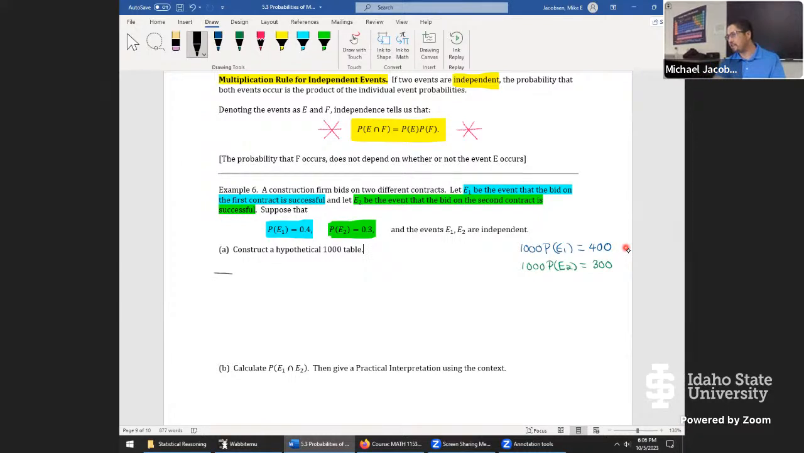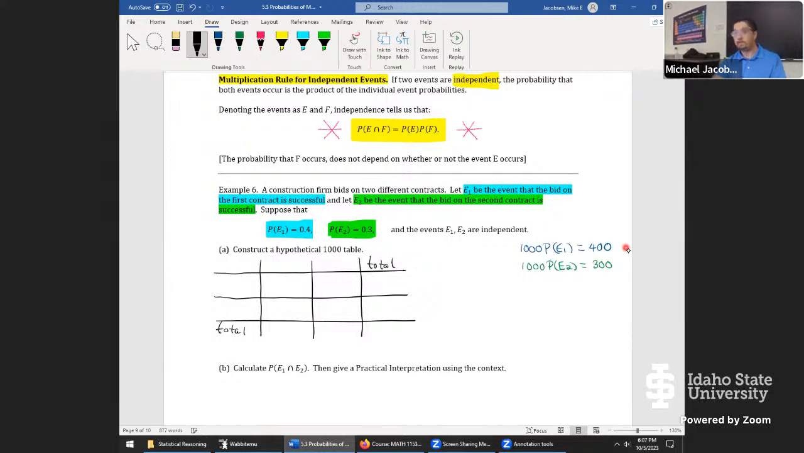So the table could begin like this. It's always going to be these three horizontal line segments, then three vertical line segments. I'll put total here, in those specific corners. And in this bottom right corner, we'll put the overall count of 1,000 hypothetical cases. Next, I'll throw E1 here. This is the company wins the first contract.